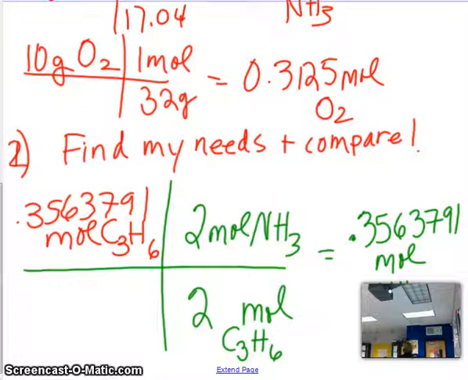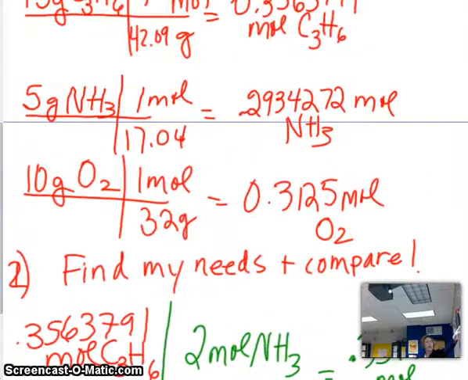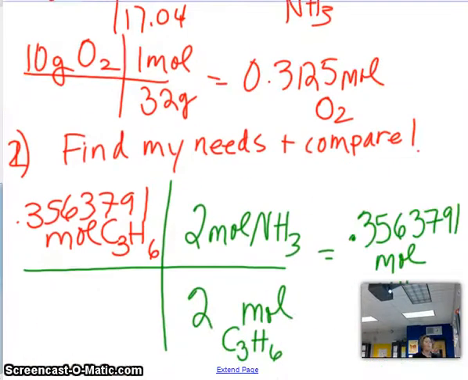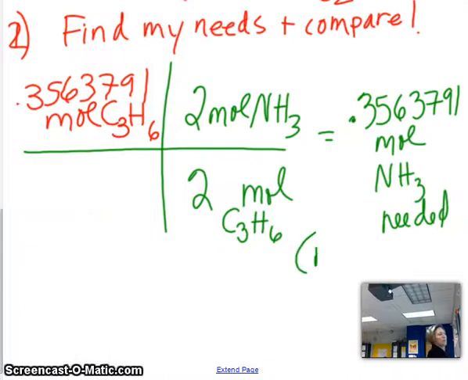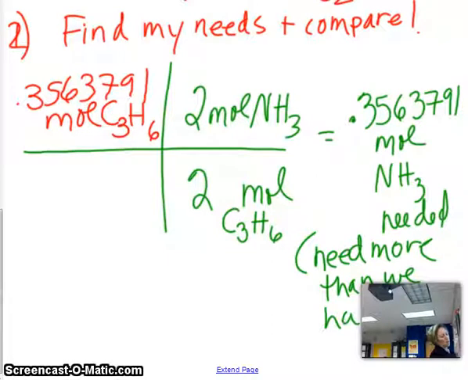Now, I'm not going to write it down every time, but now you compare. Do you have enough NH3? This is how much you need. Go back up here to see how much we have. Uh-oh. We only have 0.29 blah, blah, blah moles of NH3. So we don't have enough NH3. We need more than we have. We only have, what, 0.29?